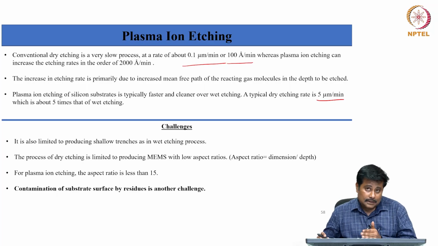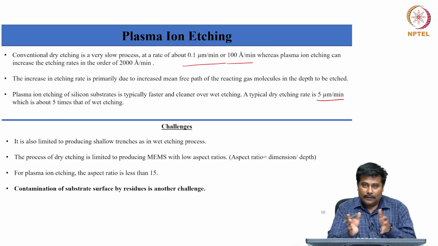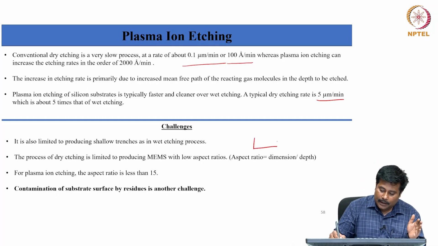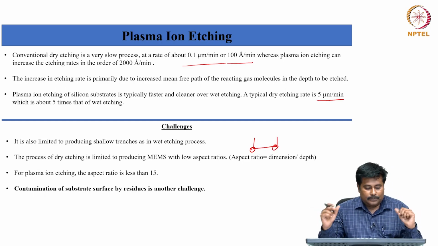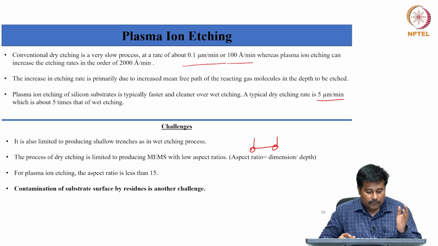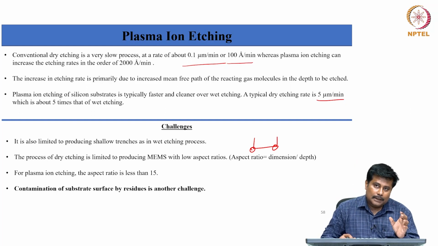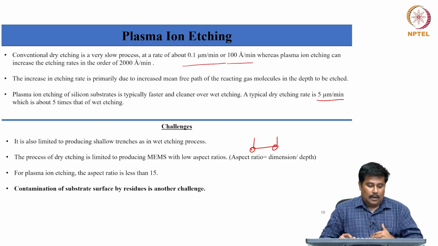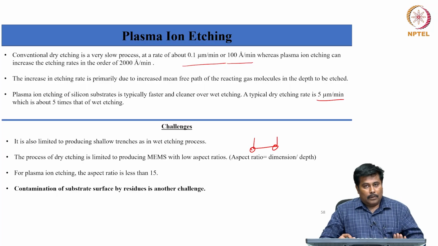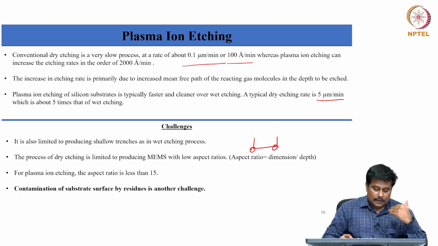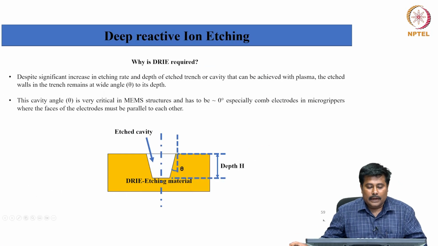Now, some of the key challenges which need to be addressed are: it is also limited in producing shallow trenches as in the case of the wet etching process, because the plasma will try to disperse in different directions, and this may result in certain amount of distortions at the end of the curvature of these particular structures. Second, the process of dry etching is limited in producing MEMS with high aspect ratio. The aspect ratio is the dimension per depth, and for plasma ion etching the aspect ratio is less than 15. And the most important point is that contamination of the substrate surface by residue is another challenge which exhibits in the case of the plasma ion etching process.